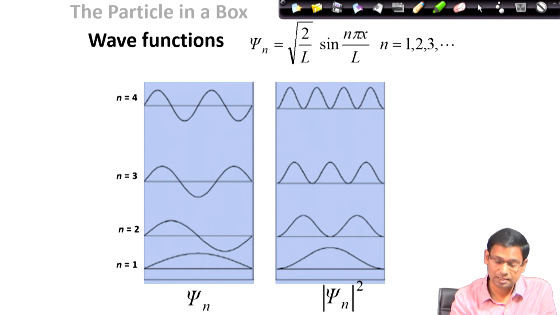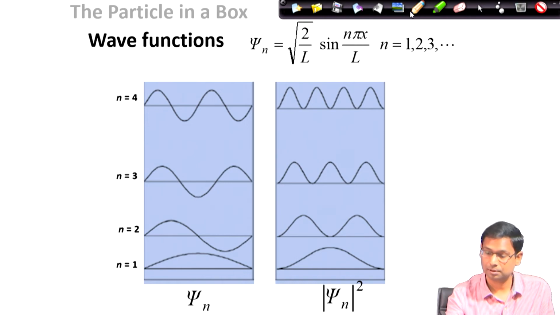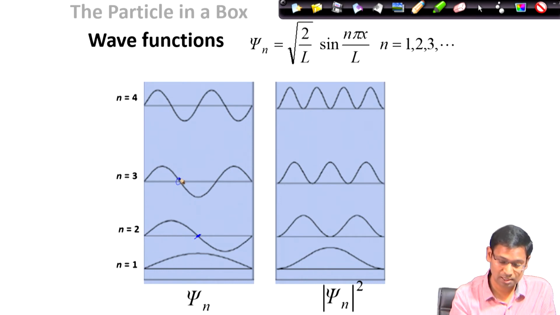What do you notice here? That as I go higher in n, the number of nodes that I am observing keeps increasing. For example, here this is one node point, here I have got two nodal points, n equals 4, I have got 3 nodal points. The nodal points are the points where the wave function vanishes, and therefore the probability density at that point becomes 0. That means you can never find your particle at that position.